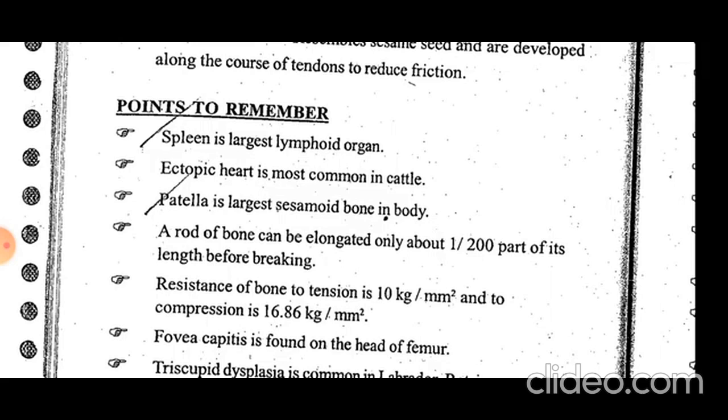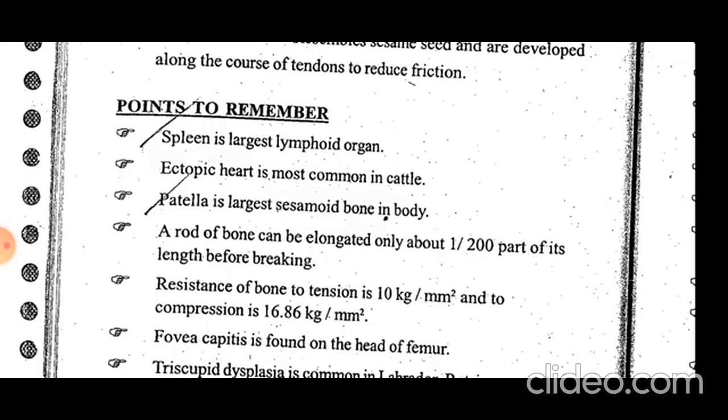Distal extremity of the femur and proximal extremity of the tibia-fibula have the patella, and this joint is known as the stifle joint. A rod of bone can be elongated only about 1/200 of its length before breaking. Resistance of bone to tension is less than resistance of bone to compression. Bone resists tension at 10 kg per square millimeter and compression at 16.86 kg per square millimeter. So a bone can resist more compression than tension.